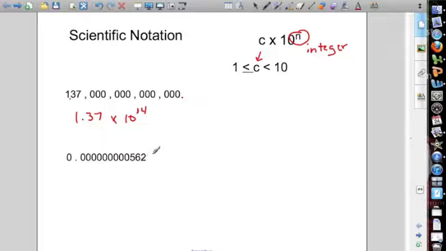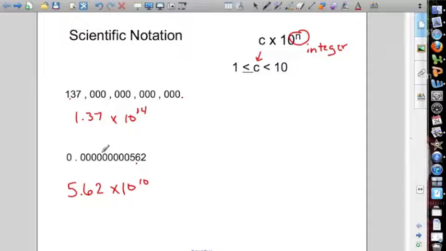I look to get a number between 1 and 10, and so I move the decimal between the 5 and the 6. That'd be 5.62. I multiply it by 10, and then I look at how many places I moved it. So 1, 2, 3, 4, 5, 6, 7, 8, 9, 10. I moved it 10 spots.